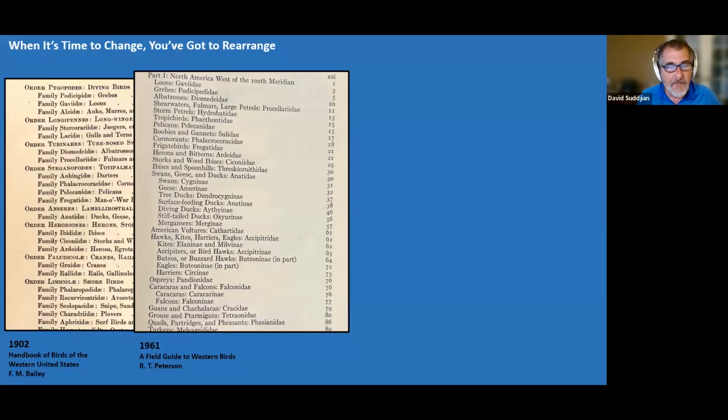And we can see here, a little lower down, the vultures and eagles and hawks and falcons and osprey all grouped together on the checklist, or in this case the index for the book. And we're just talking about how that's changed.